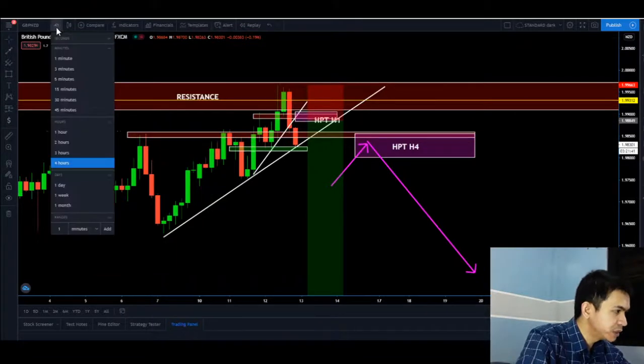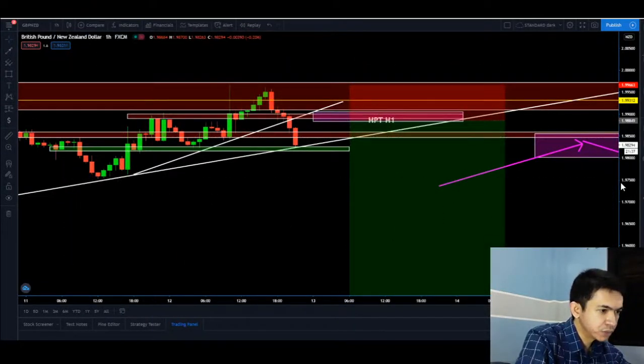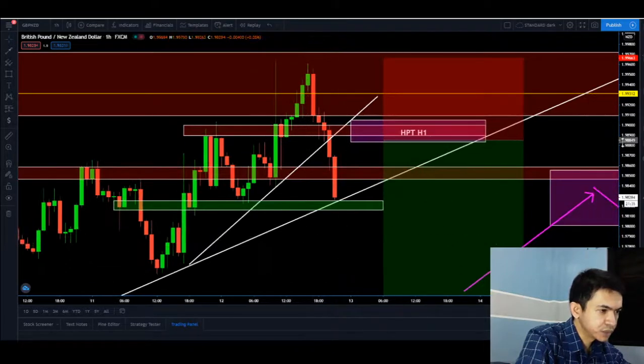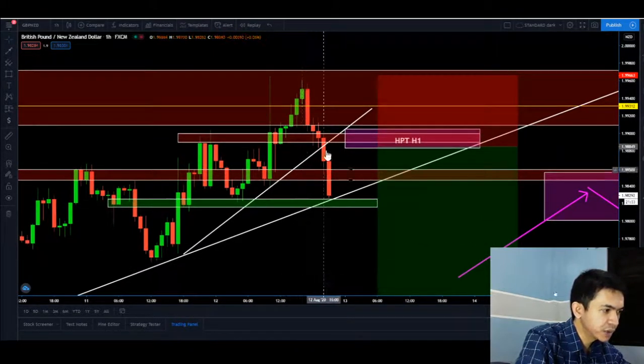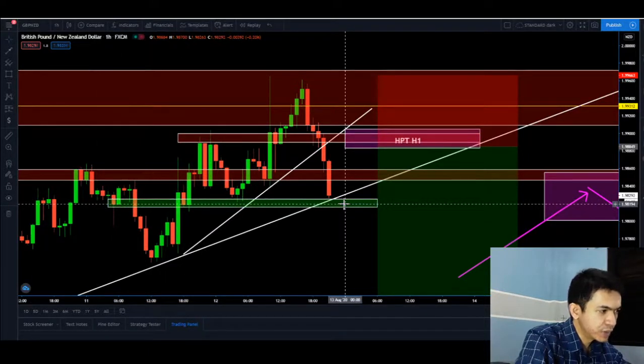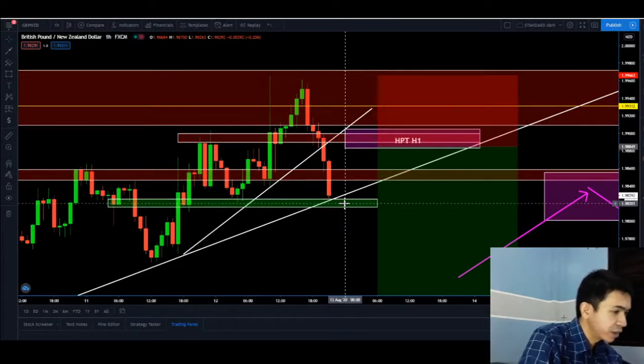So this will be the setup for pound kiwi if I'm going to short the market now. We can see here that the market is now heading to our support level on our H1 level.